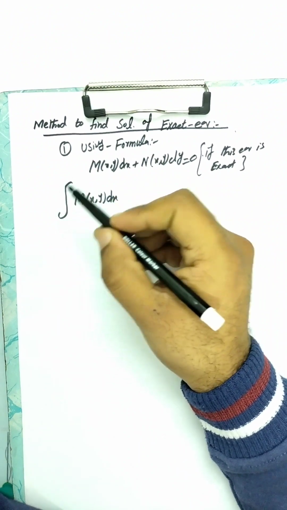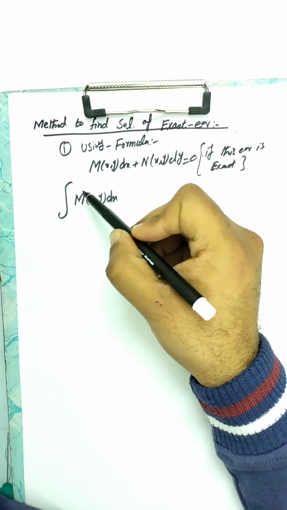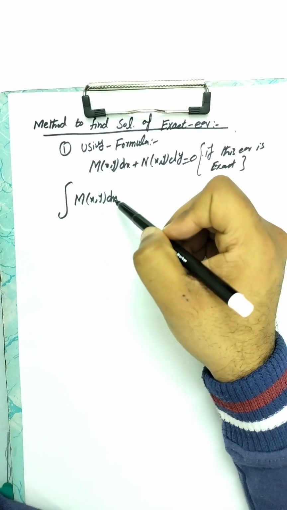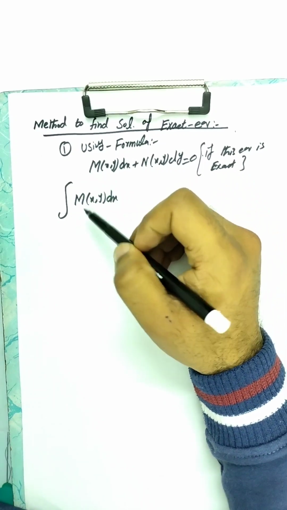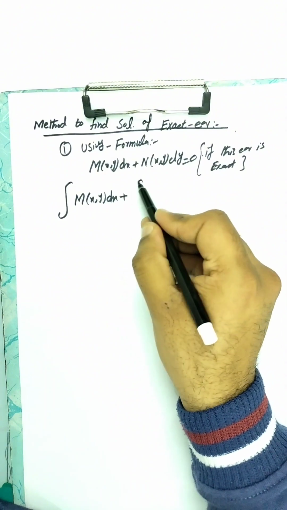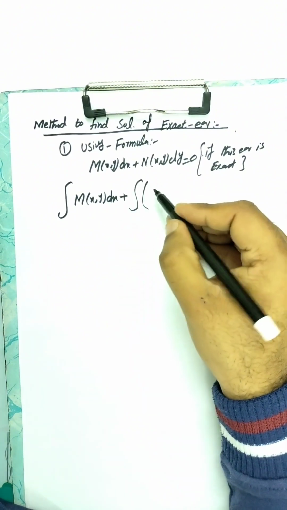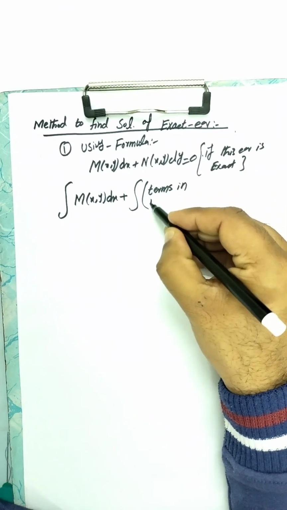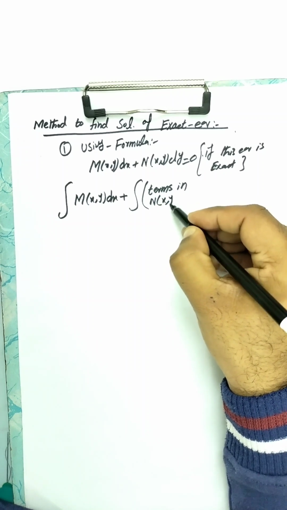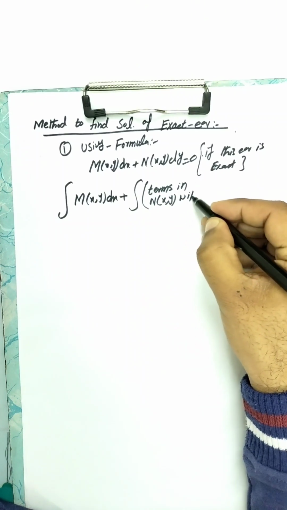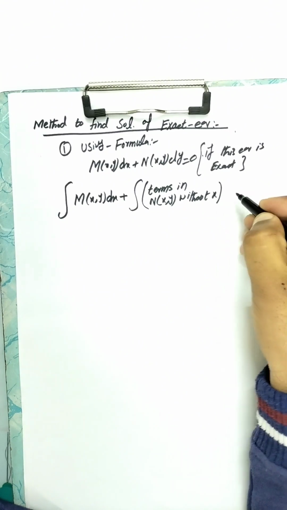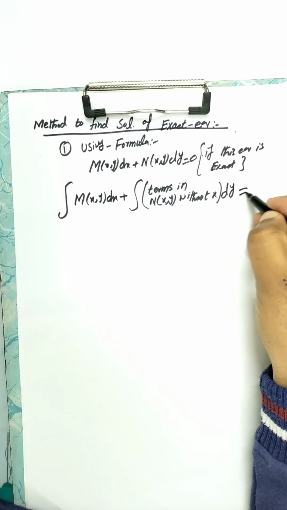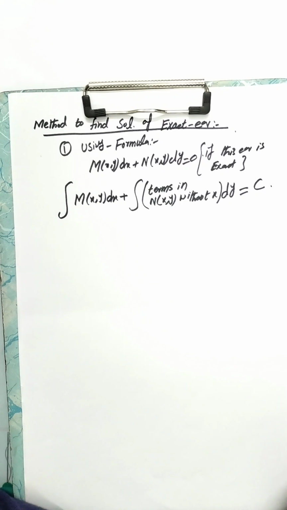First we integrate M with respect to x, partially integrate M with respect to x, plus integrate the terms in N without x, dy, is equal to c. So this is the formula to find the solution of exact differential equation.